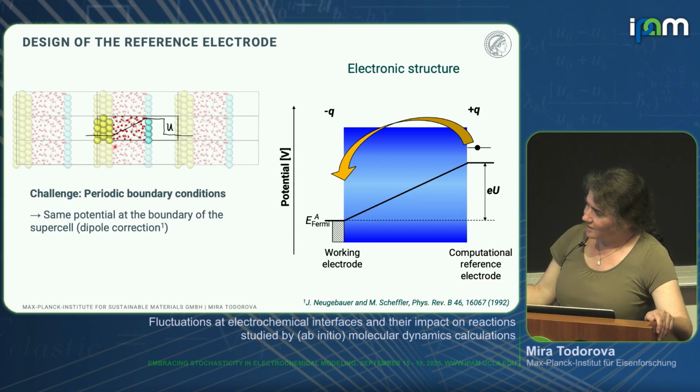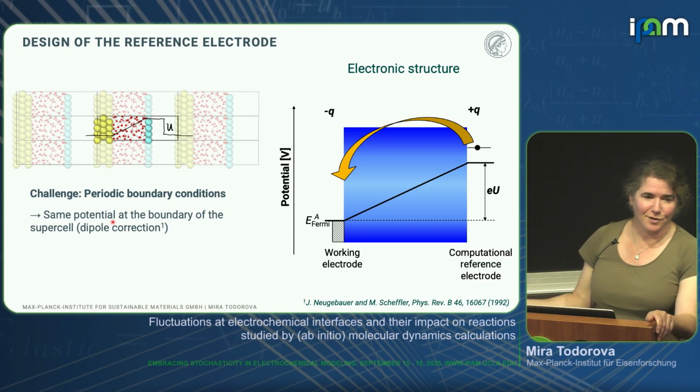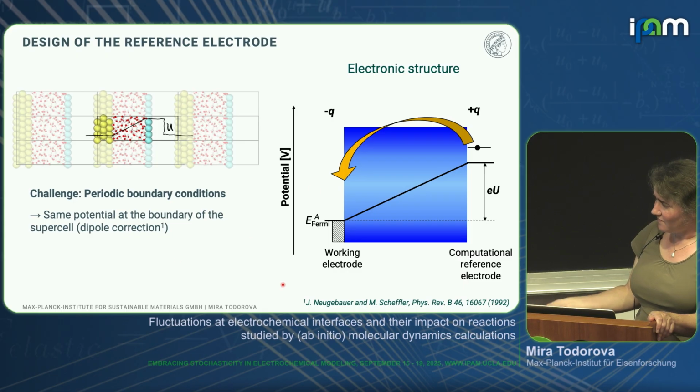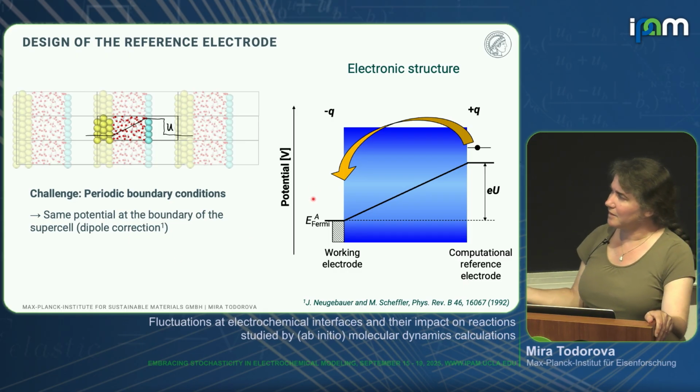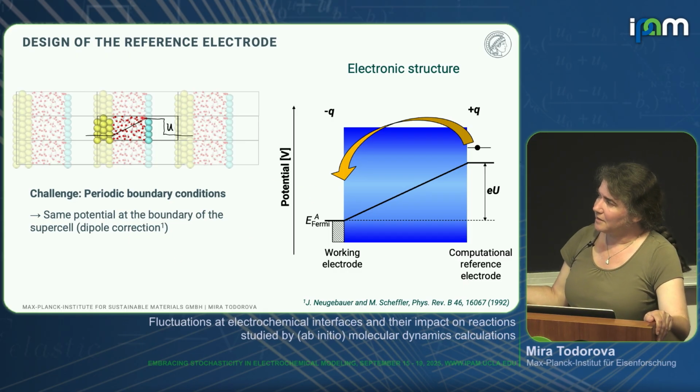Thankfully, there is the dipole correction, which has been around for a very long time, developed by York, and this allows us to get in such a vacuum region a flat band potential, and this kind of potential drop is basically the difference between the interface dipoles that I have on both sides.